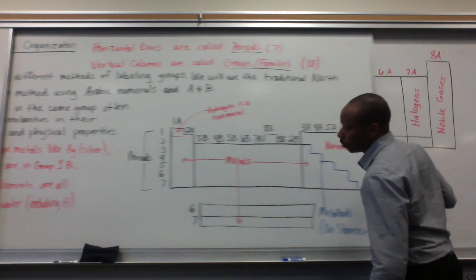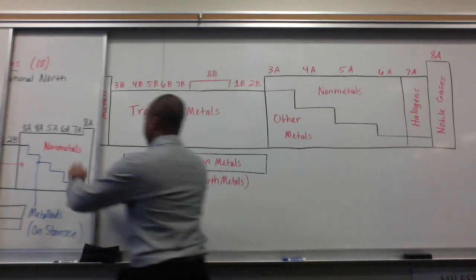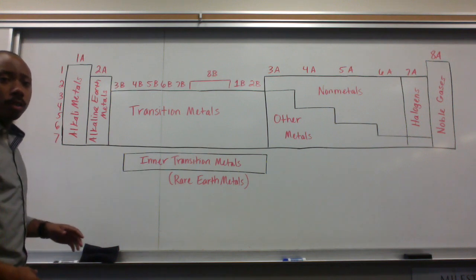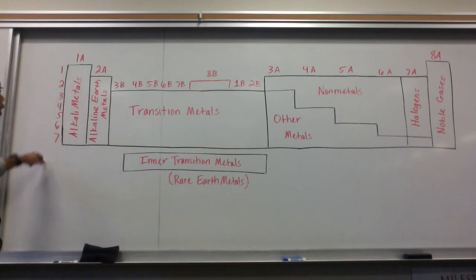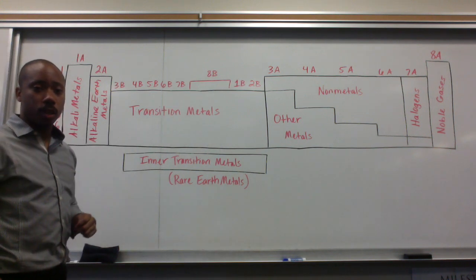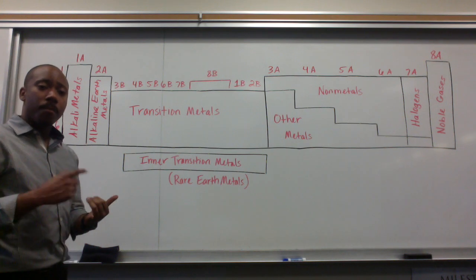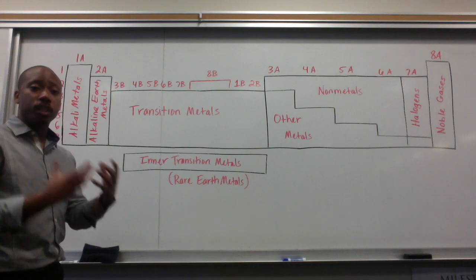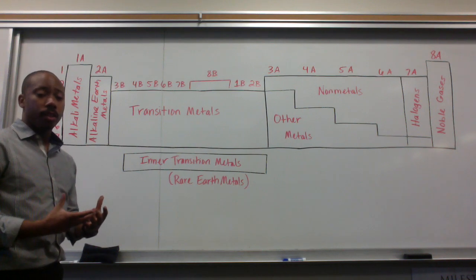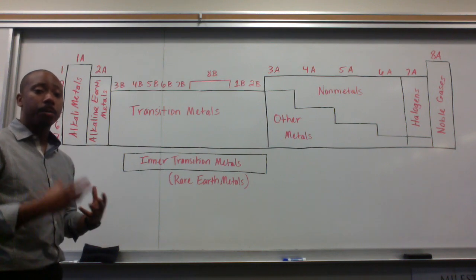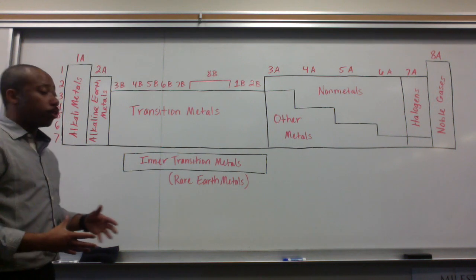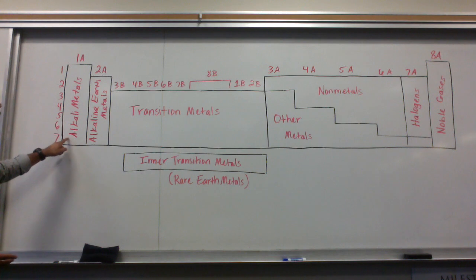Now if we do a little recap here, here's our periodic table. We have 7 periods, 18 groups going across. Now, we have metals, nonmetals, and metalloids, but we can become even more specific than that. There are different types of metals, different types of nonmetals, and we classify them in different ways. So in group 1A, we call these alkali metals.